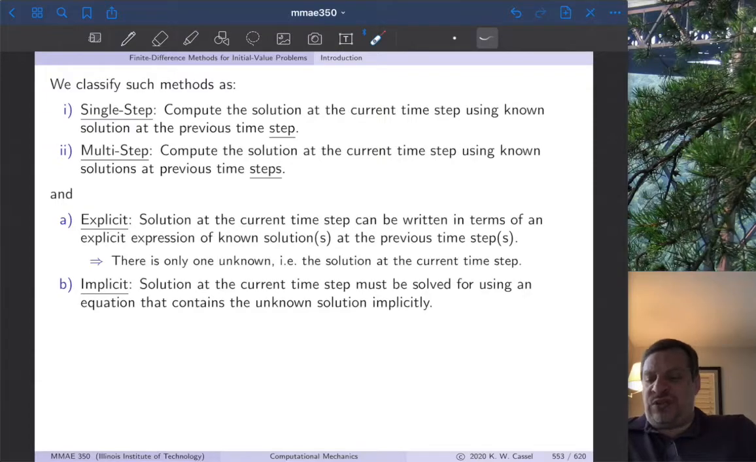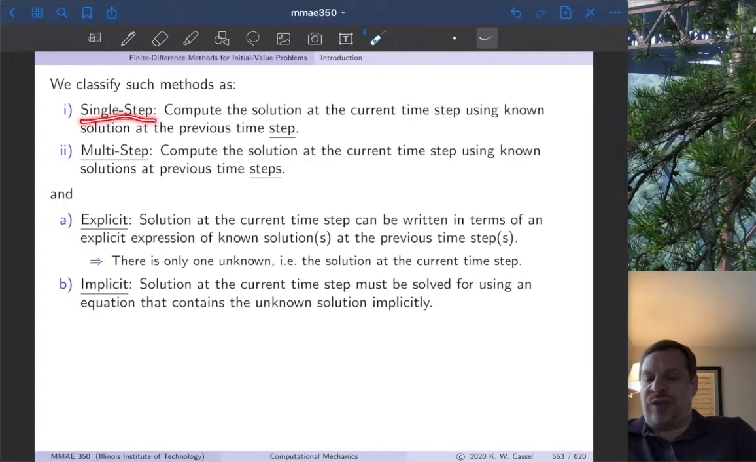The classification of methods is based on really two main issues, and then there's a whole bunch of variations underneath them. But we either have single-step or multi-step methods, and then explicit or implicit. And these are mutually exclusive, so you could have a single-step explicit method, a single-step implicit method, and so on, as you'll see. And this is why we end up with more methods for initial value problems. But let's talk about the single versus multi-step first.